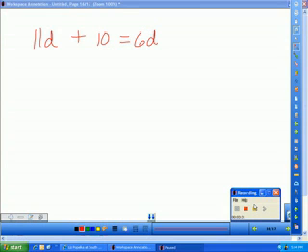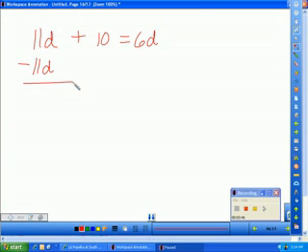Now that you're ready, we'll begin by getting rid of the variable that has a number along with it. As I told you in the previous example, you really don't have to start with that one. You could have taken the 6d off, but because the 11d has a number with it, it's going to be a shorter process for you to go ahead and get rid of that variable. So on this side of our equation, we had 10 plus 11d, then I subtracted 11d, so all I have left is a 10.